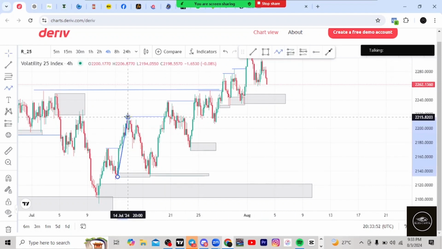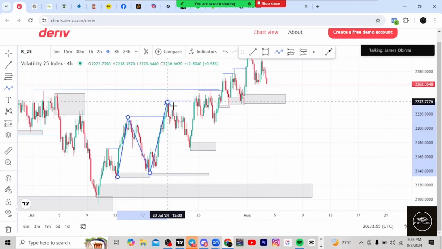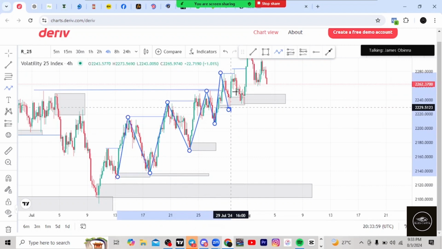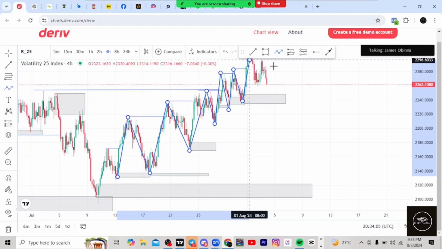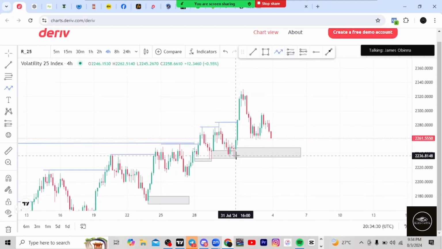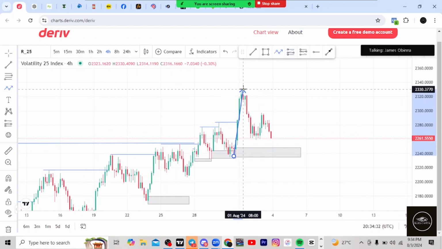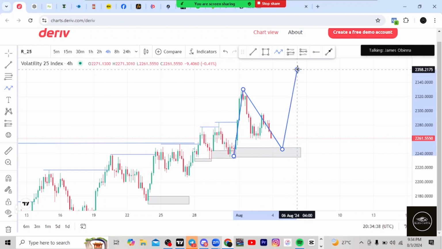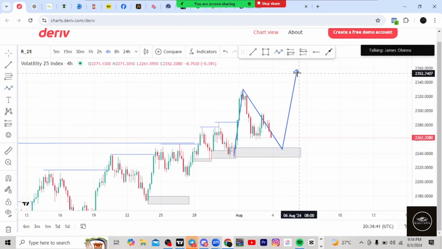Can you see? Higher high, higher low, higher high, higher low, higher high, higher low, higher high, higher low. So all these are showing market is bullish. The last one, market pushed to the upside. These are the higher highs that market created. So market is now retracing back to this demand zone before pushing to the upside, something like this. You understand?